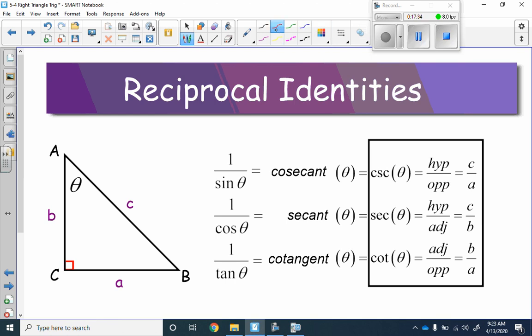Now, one thing that you just have to be careful about here, and I always wish they had these switched around: sine starts with an S, but cosecant starts with a C. So be careful with those. And here cosine starts with a C and secant starts with an S. Cotangent, that one doesn't seem to get mixed up too much. But just be aware of that.